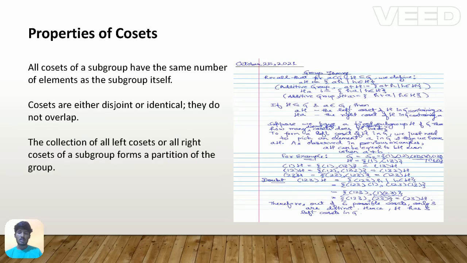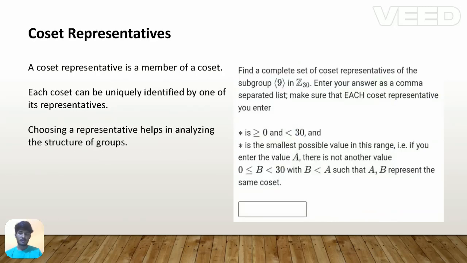Properties of cosets. All cosets of a subgroup have the same number of elements as the subgroup itself. Cosets are either distinct or identical. They do not overlap. The collection of all left cosets or all right cosets of a subgroup forms a partition of the group.